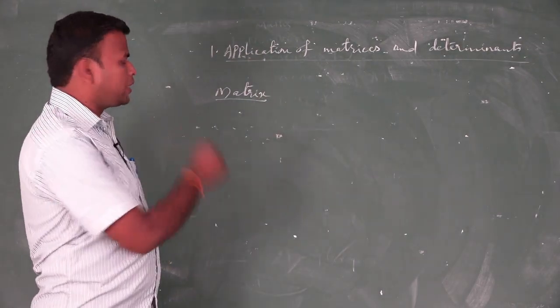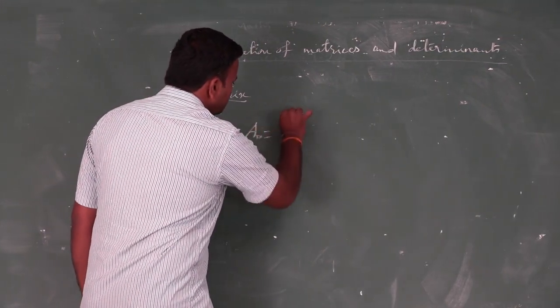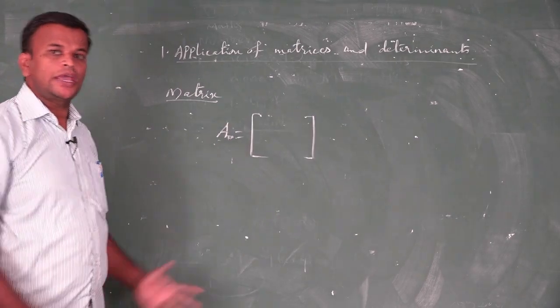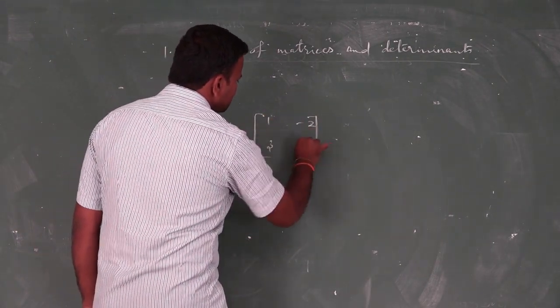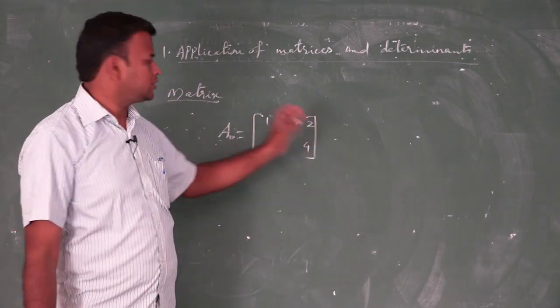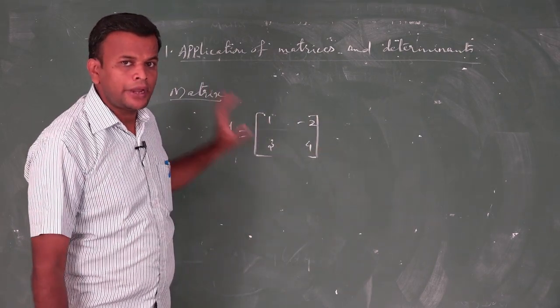The first one is a matrix. A matrix is a collection of some elements. It is our choice, we can put any elements. For example, I put 1, minus 2, 3, 4. So we have collected 4 elements like this, 1, minus 2, 3 and 4. So this is called a matrix.